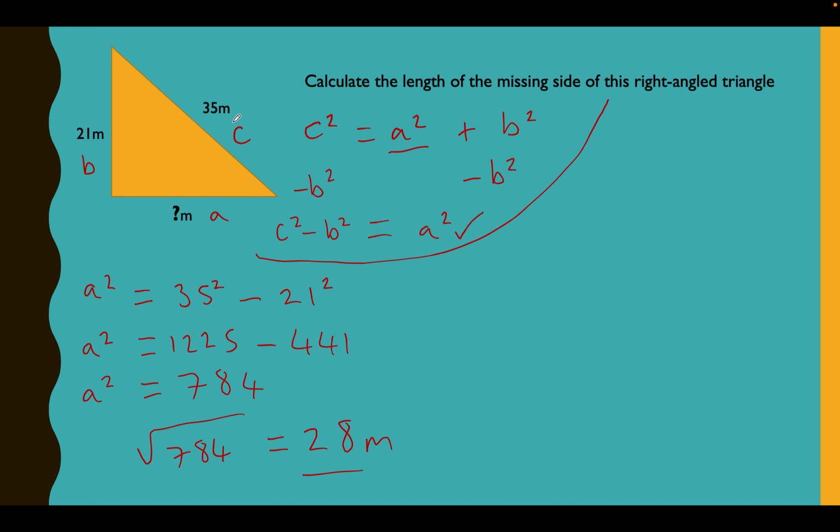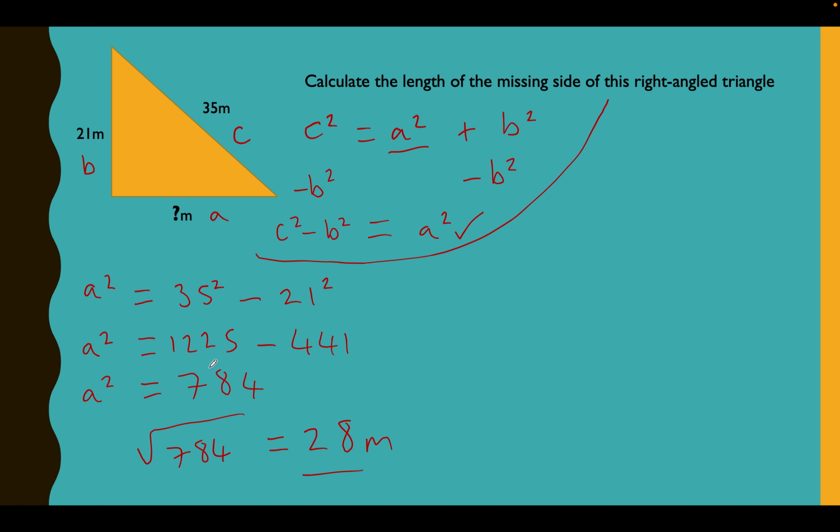What we've worked out is that because we knew that c squared, the hypotenuse, is equal to a squared plus b squared, all we've done is transpose the formula around. So a is the subject because that's what we were looking for, to calculate a, the length in meters. We transposed it nice and easy, minus b squared on this side, minus b squared on the other side. That was our balanced equation once we've transposed it. And then we've just put values in. So a squared is equal to 35 squared minus 21 squared.